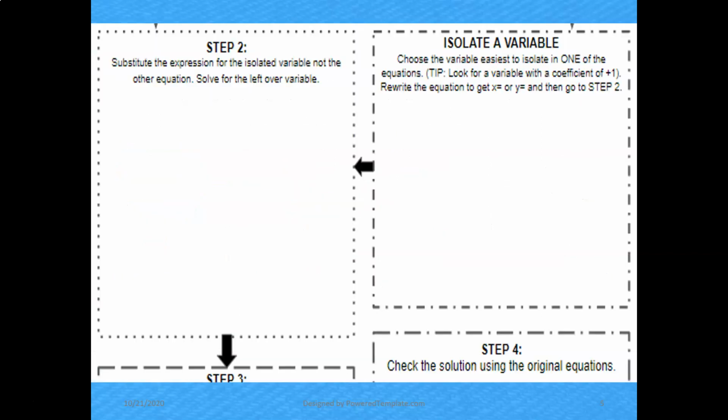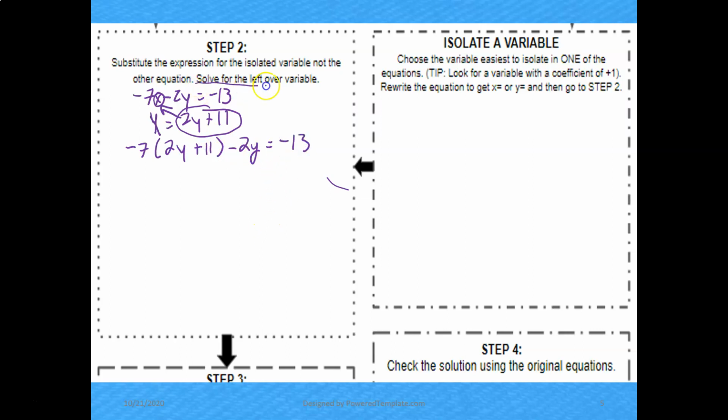So I'm going to take that same system, and again, you should have written it down. We had negative 7x minus 2y equals negative 13, and x equals 2y plus 11. And what we're going to do is take the 2y plus 11 and substitute it in for this x. So that's going to go there. So I go negative 7 times 2y plus 11 minus 2y equals negative 13. Also in this step, I solve for the leftover variable. This is why you did the lesson that you did on Wednesday or yesterday in class, so that you could practice solving for variables in these situations.